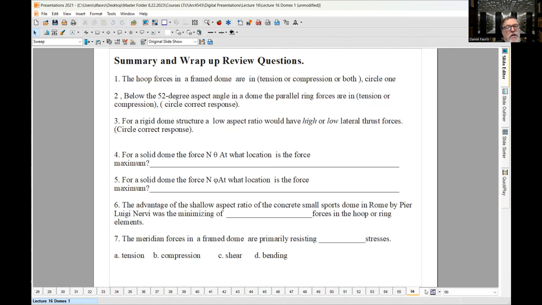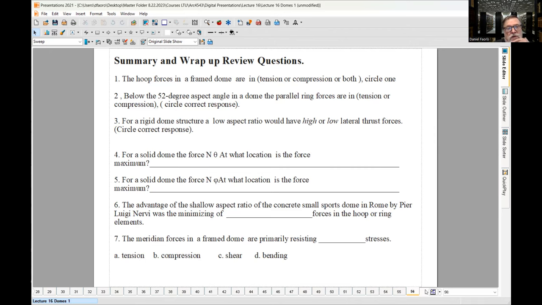Above the 52-degree aspect angle, what kind of force is there? We talked about it earlier. What is that? Tension or compression? Compression. You guys are all asleep today. Below that 52 aspect angle, they're in tension. So we have both. And so again, below the 52 angle, we go into the tension condition.